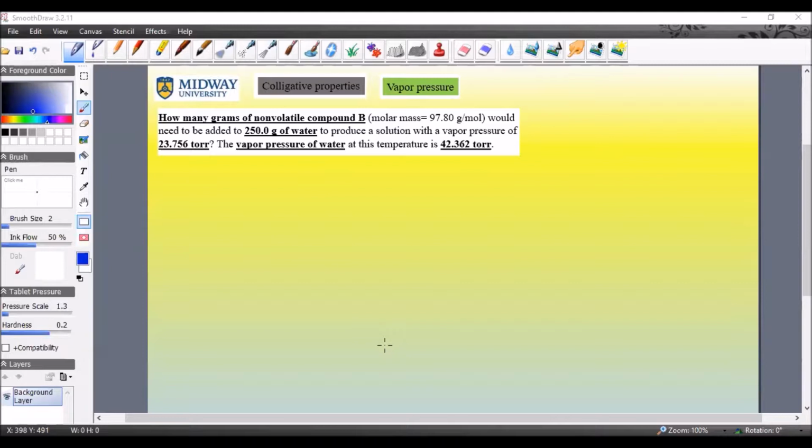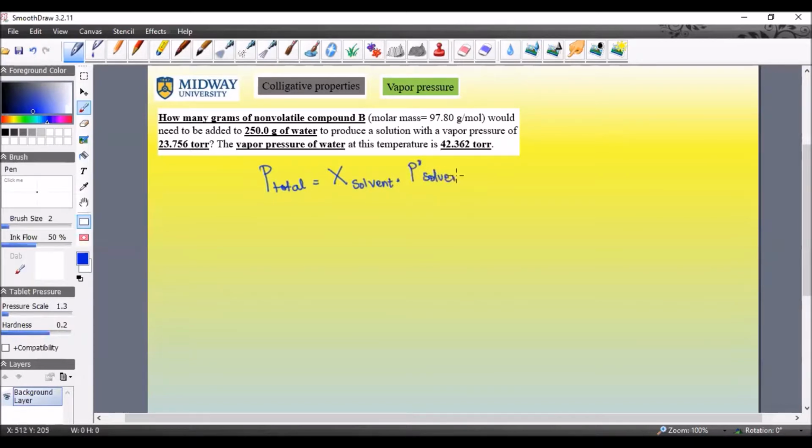So whenever you see the term vapor pressure, and in this case, we clearly said grams of a solute, which is non-volatile compound B, added to 250 grams of water. So we're adding a solid to a liquid. Essentially, we're going to say the P total equals the vapor pressure of whatever. You can do it for the solute or for the solvent, but I'm going to write solvent here, just for the solvent and vapor pressure of pure solvent.